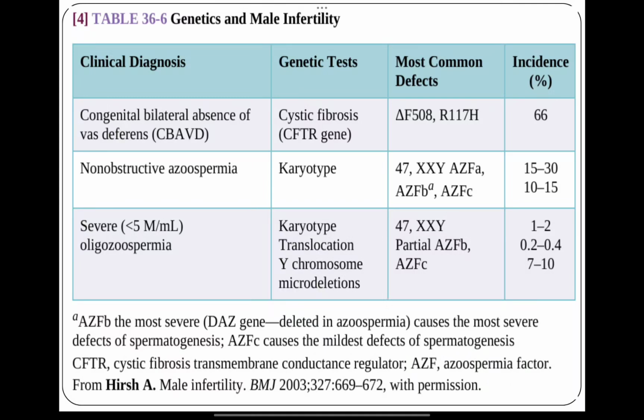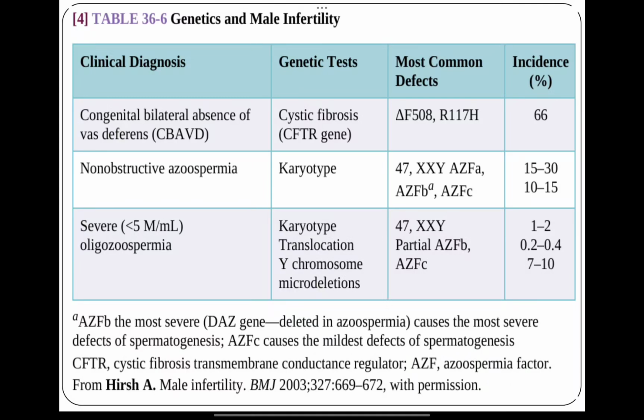Now, genetics and male infertility. So CBAVD occurs in cystic fibrosis due to CFTR gene mutation, and the most common defect is the delta F508 mutation or R117H mutation. Incidence is 66%. Non-obstructive azoospermia can also be there, where there is no obstruction but there is azoospermia.